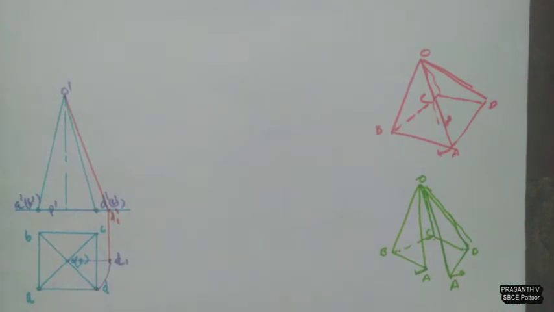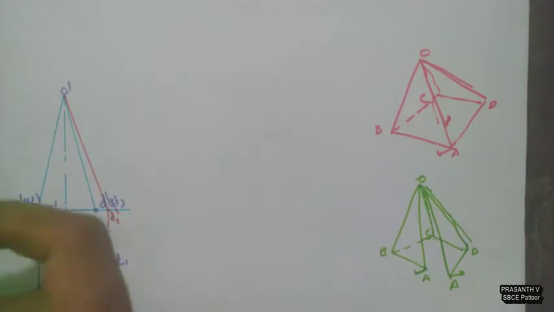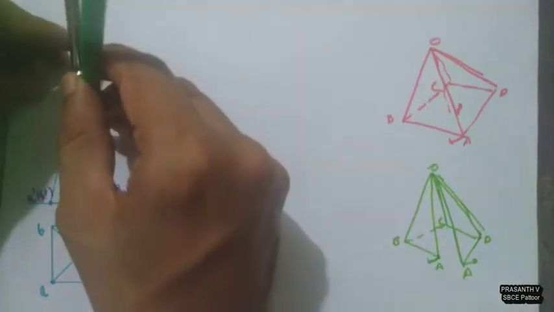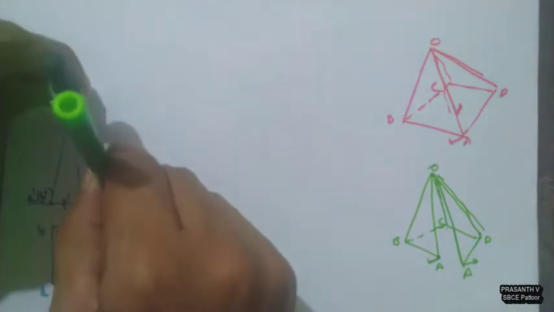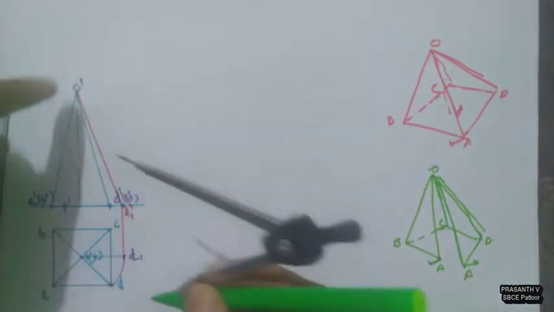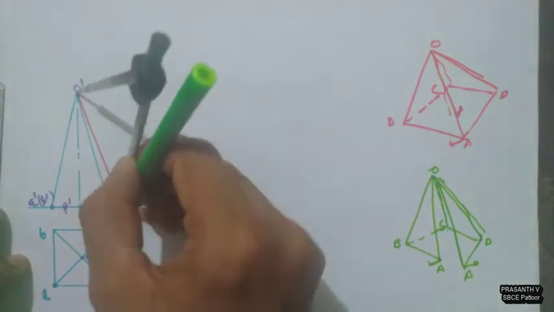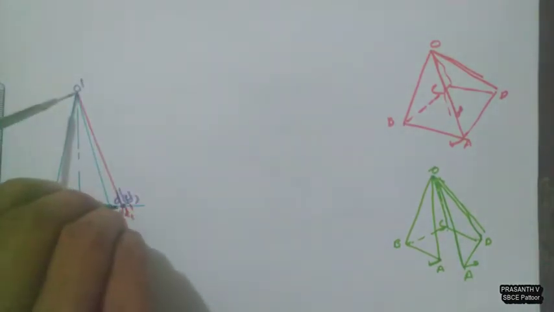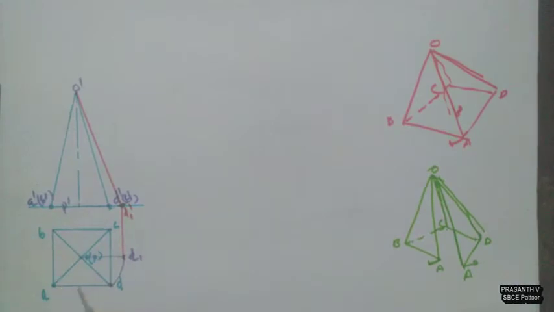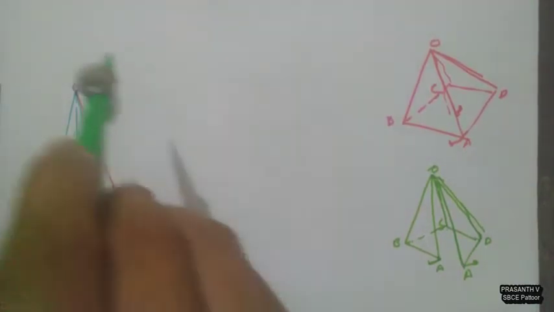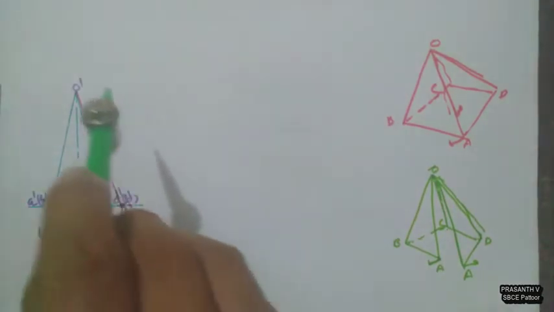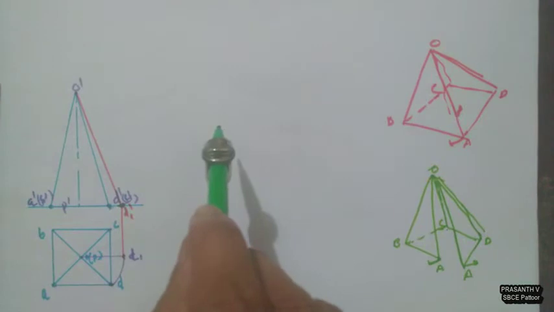Now to draw the development, take that true length in a compass. True length of the slant edge in a compass. I am taking this O dash D1 dash, not O dash D dash, O dash D1 dash. This red line I am taking the distance. This is the true length of the slant edge, O dash D1 dash. Now you can put the compass anywhere. It need not be aligned with this front view. So you can place your compass anywhere.